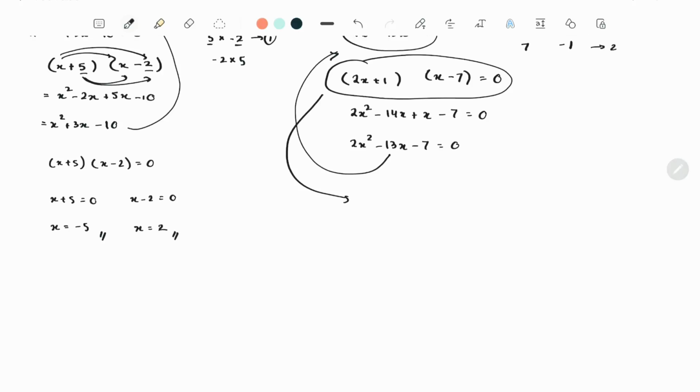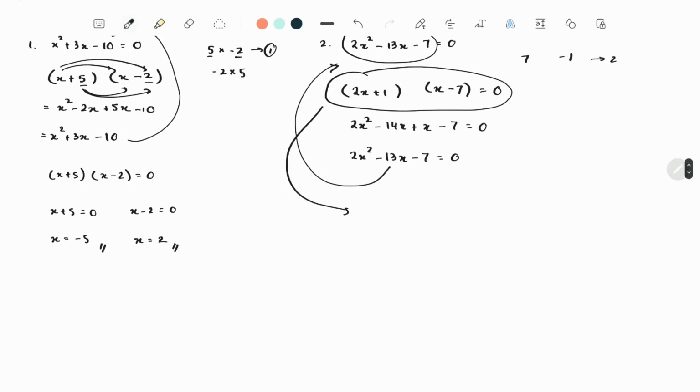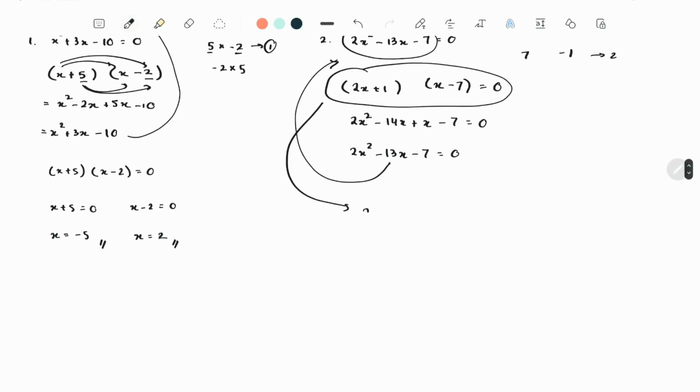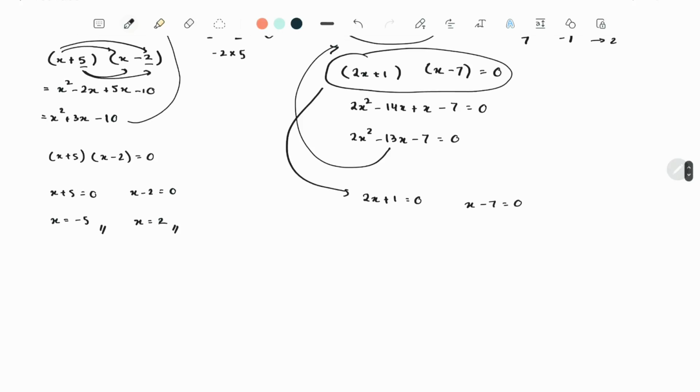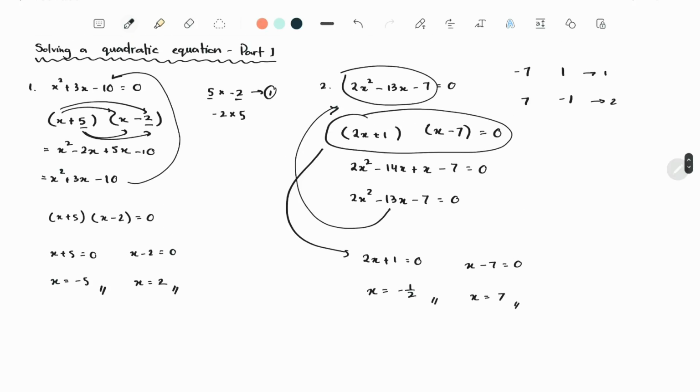Now the next step is the same step as with the first question. In order to find the solution, just make each of the brackets equal to 0. And then x would be minus half and x equals 7. And those are your solutions to the second question.